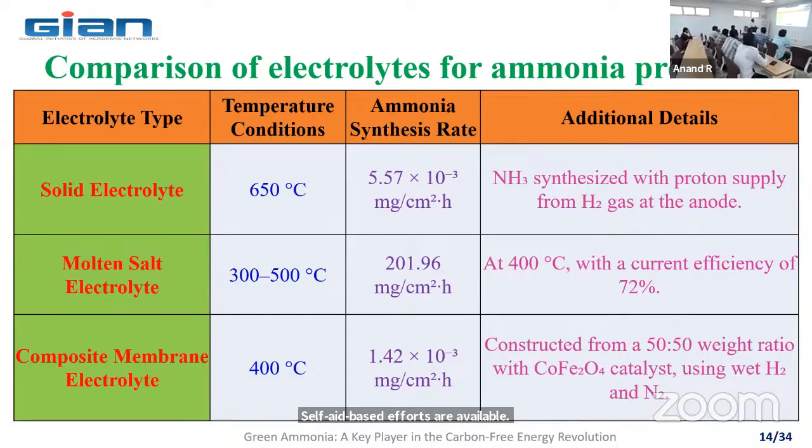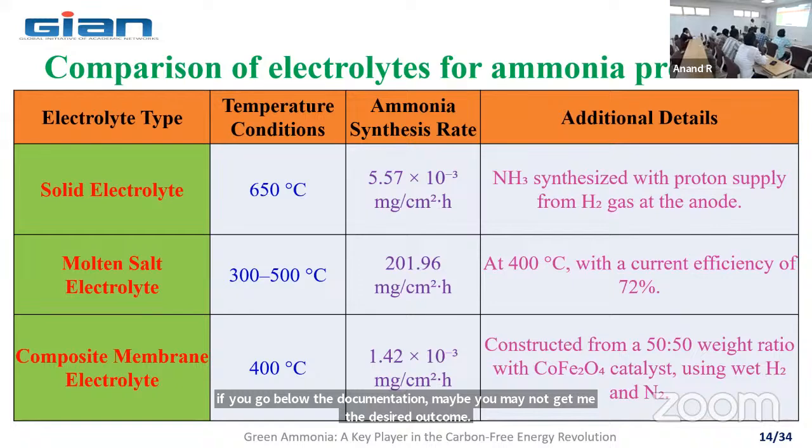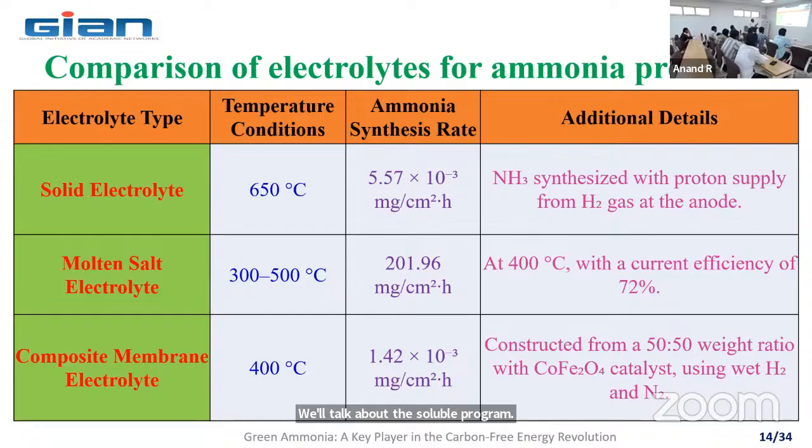molten salt electrolytes, and membrane electrolytes are also available, but each one has an operating temperature. If you cannot go beyond that, and if you go below that also, maybe you cannot get the desired outcome. Okay, so the ammonia synthesis rate, if you talk about the solid electrolyte, is how much per centimeter square of electrolyte you are going to use. So 5.57, this is 201. You can see that the molten salt electrolyte is better than these 2, the solid electrolyte and the membrane electrolyte.